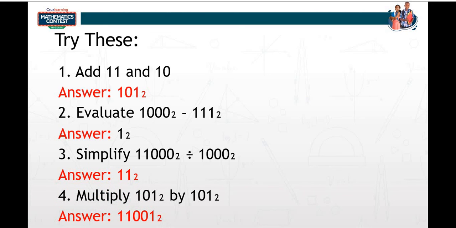So I have 11001 base 2. Check your results and see if you have the same. If your results are not the same, then there's a problem somewhere. You can retrace it and then correct yourself. Okay? Alright, let's go on.